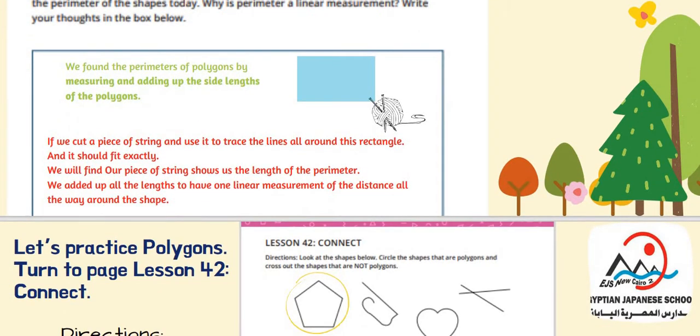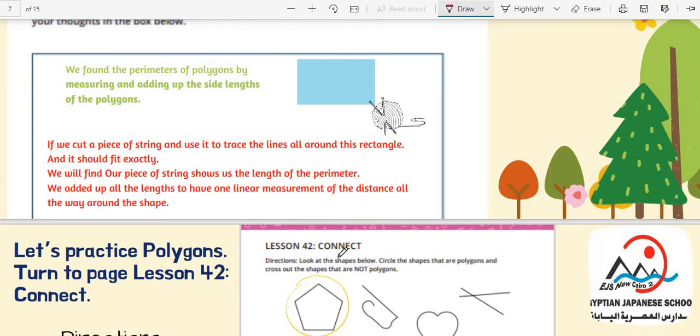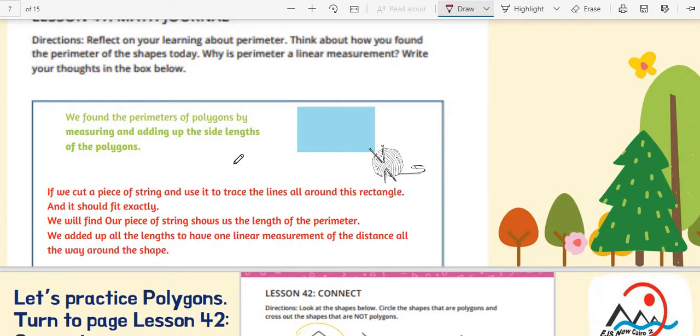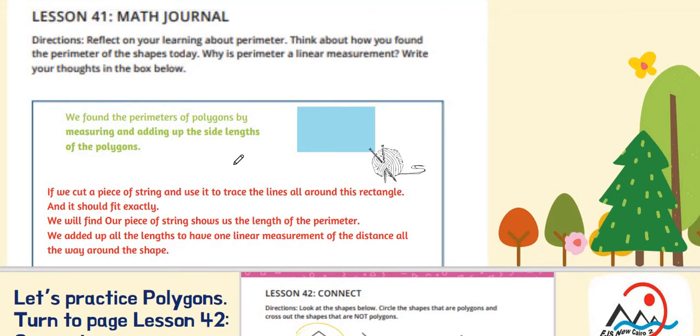Today and yesterday we talked about perimeter. We found the perimeters of polygons by measuring and adding up the side lengths of the polygons together. It's easy. Measure and add the length of all the sides together. 3 sides, 4 sides, 5 sides, any number of sides: add all the lengths together to get the perimeter.